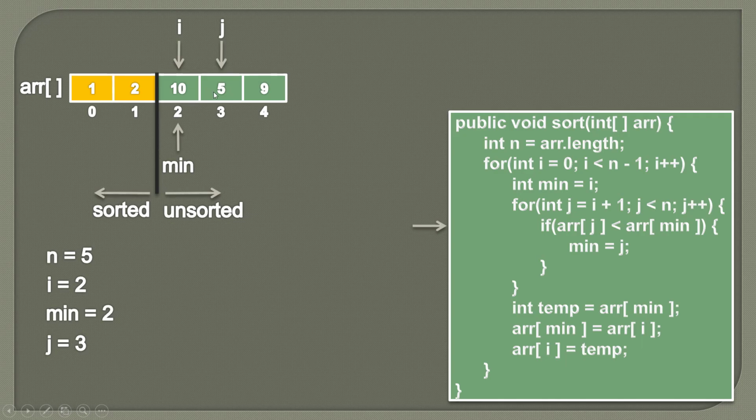Now we'll simply compare these two values. And here we are finding whether 5 is less than 10 or not. So this condition comes out to be true. So we have found our minimum element after this comparison. So we'll simply update min to this value 3.